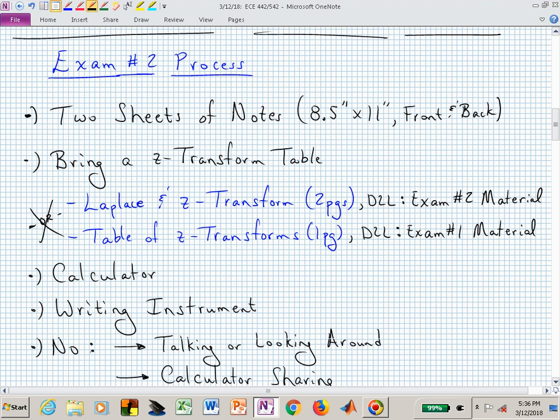But you can quickly map that into polynomials in z by multiplying by the appropriate powers of z in an expression that gives you 1. So you might multiply it by z squared over z squared, and that will give you the appropriate transform in terms of z. Or you can connect those two with your exam number 1 transform table, which is 1 page in the D2L unit covering the exam number 1 material.